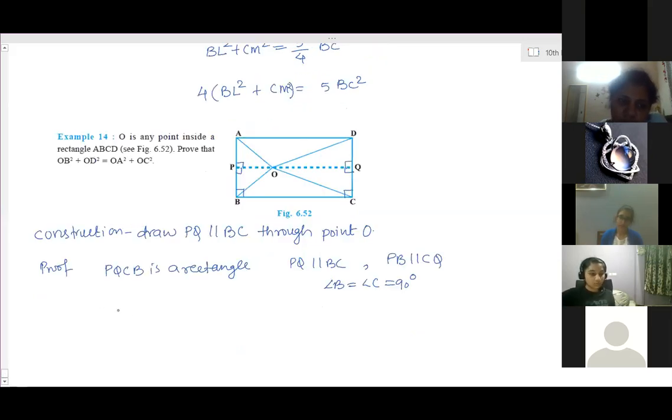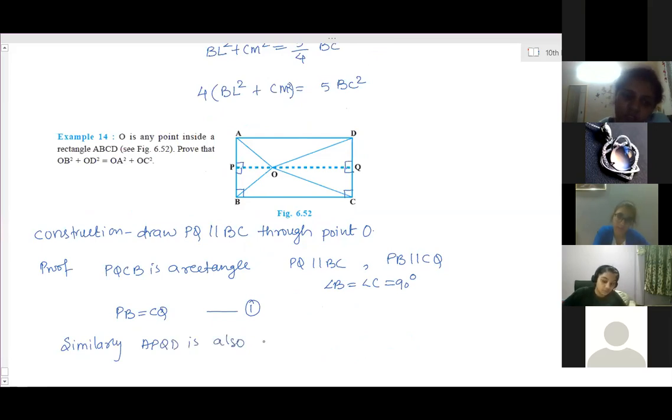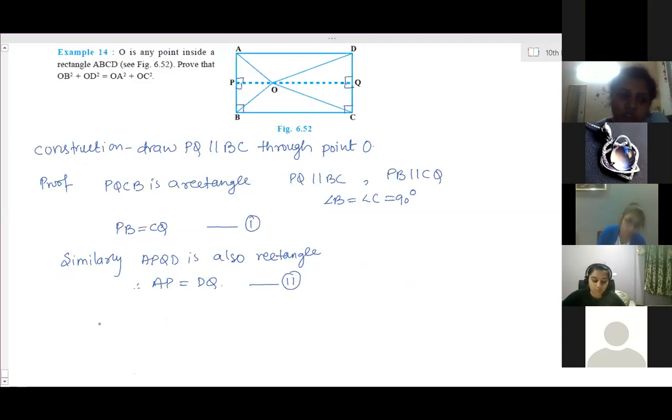Therefore PB is equal to CQ, right? Opposite sides of rectangle. Similarly, APQD is also a rectangle. Therefore, AP is equal to DQ. Equation 2. Now we have to use angle P is equal to 90 degrees. Angle Q is also 90 degrees. So use triangle OPB.